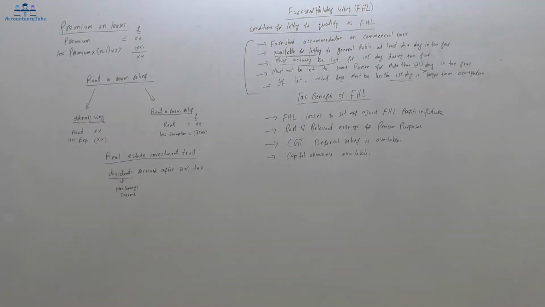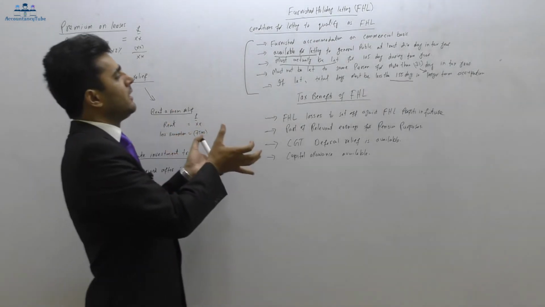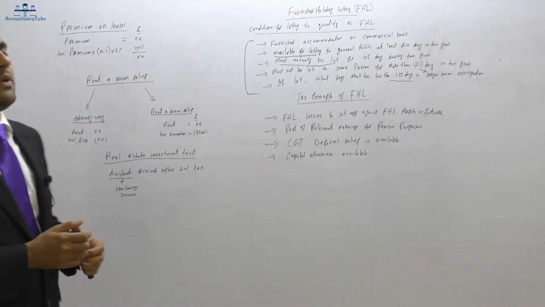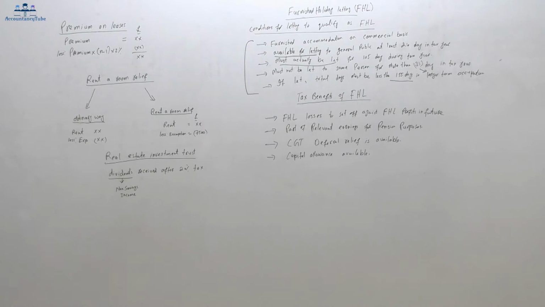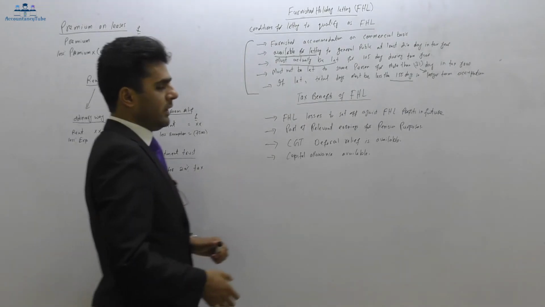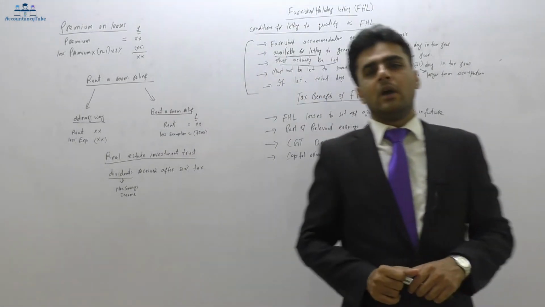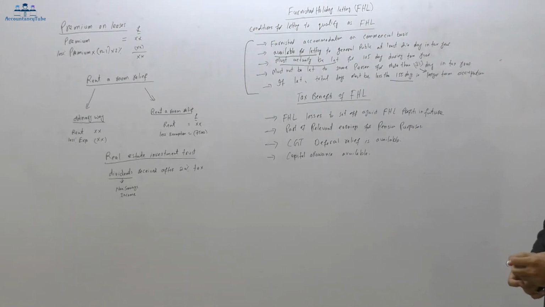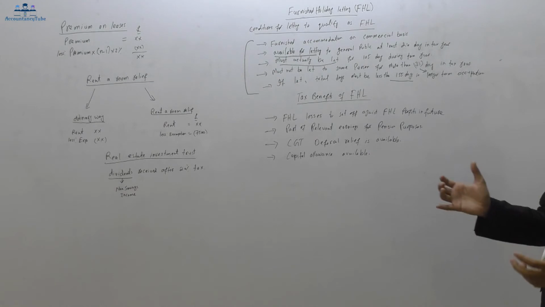So whatever I'm writing down on the whiteboard is the same stuff which you can find in the notes, but I have made a short summary here. You must not write in this way, you must write in the way it is given in the lecture notes, in order for you to score good marks. These are just easier words or an easier style for you to memorize. Anyway, so these are the conditions for letting to qualify as furnished holiday letting.